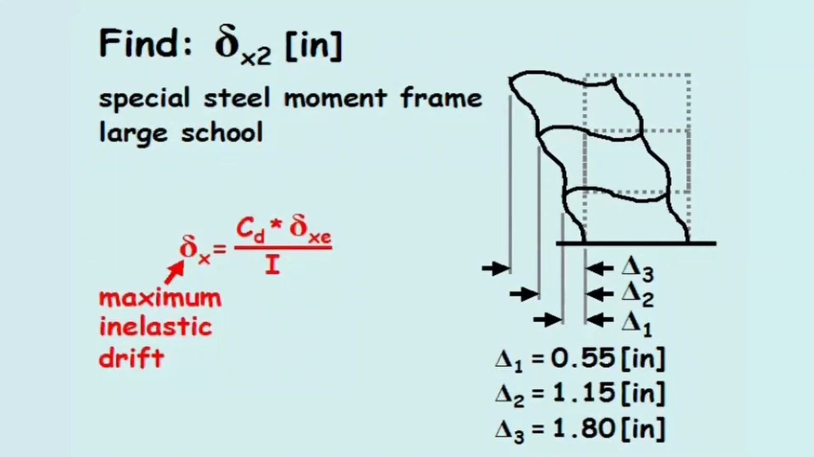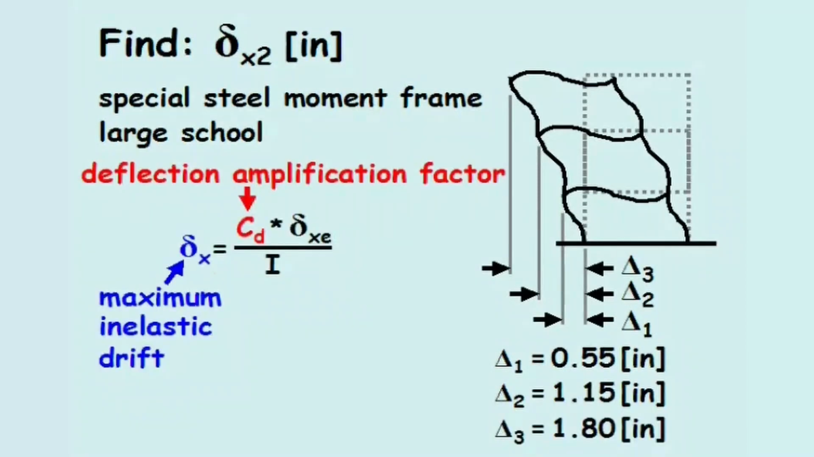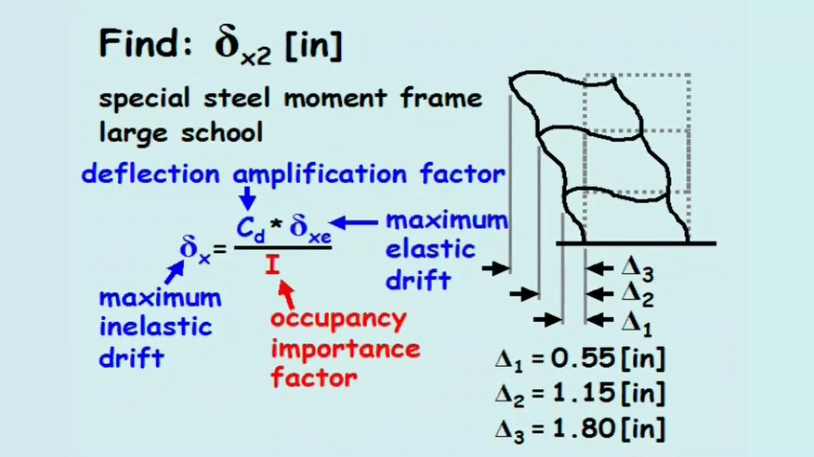The maximum inelastic drift of a story, delta x, equals the deflection amplification factor, CD, times the maximum elastic drift in a story, delta XE, all divided by the occupancy importance factor, I.